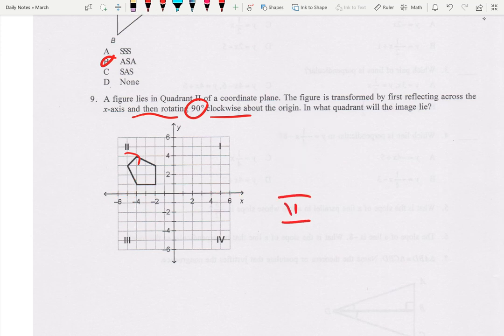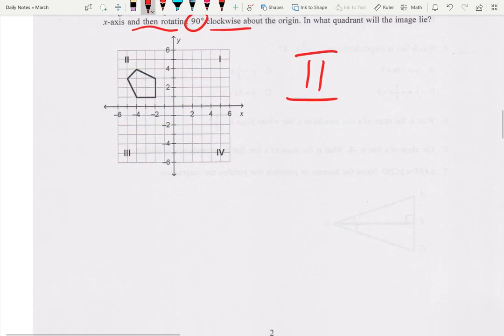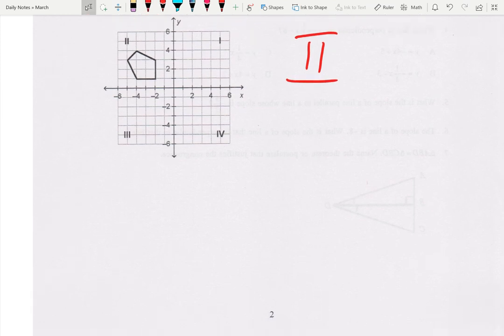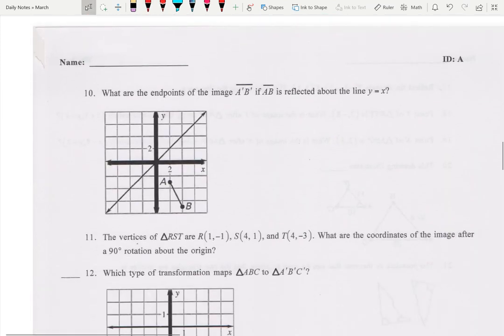So imagine what's happening with this shape. The shape, first, it reflects over the x-axis. So it's going to end up down here. And then it's rotated. After it's flipped over, it's turned 90 degrees clockwise, which puts it back in quadrant 2. So kind of a weird one, but yeah, the answer would be it ends up back in quadrant 2. So go through that process of tracing out where it goes, one step at a time.